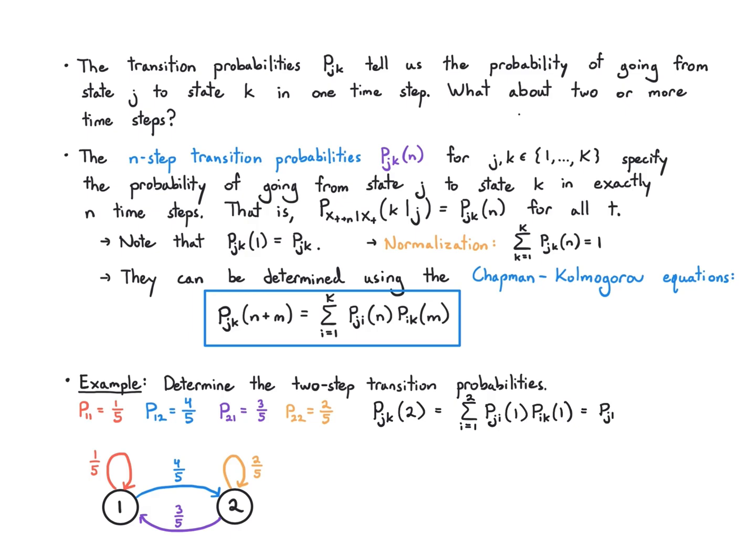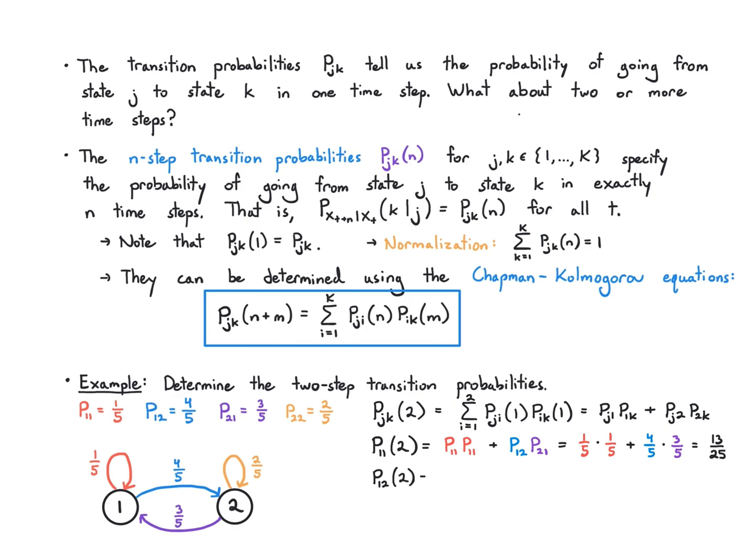So I'm going to get P_J1 times P_1K, and P_J2 times P_2K. And here I'm just adding these terms up. So for this, I get a fifth times a fifth plus 4/5 times 3/5. And that's 13 over 25. So what did I do here? Looking at that diagram, the only way to go to 1 in 2 time steps is either to stay on 1 twice or to go to 2 from 1 and then come right back. So that was P11 times P11 plus P12 times P21.